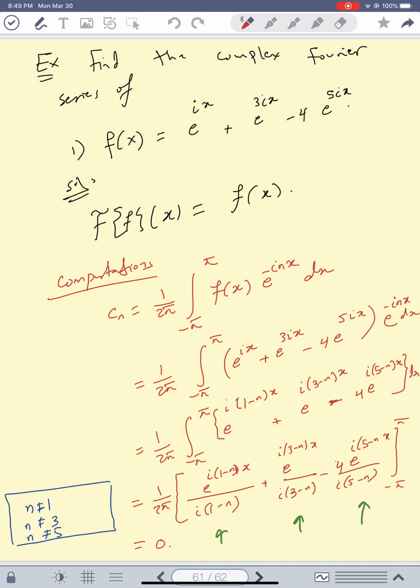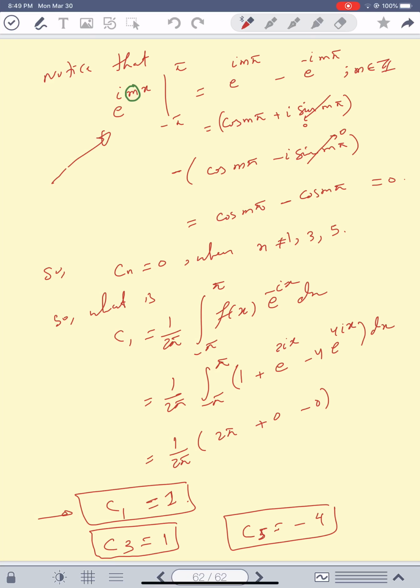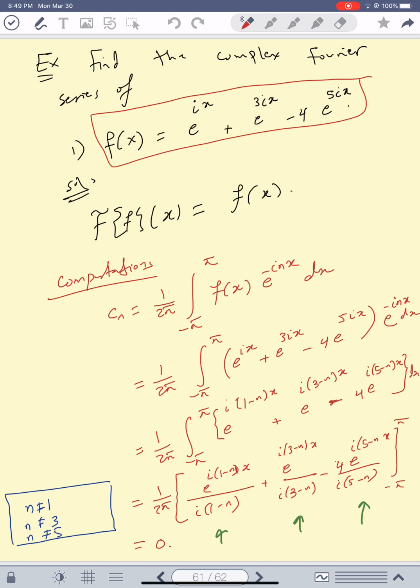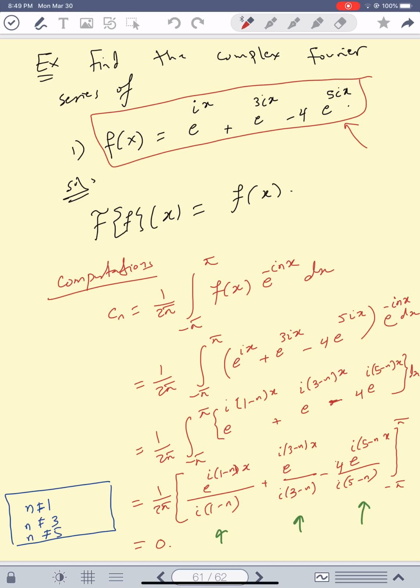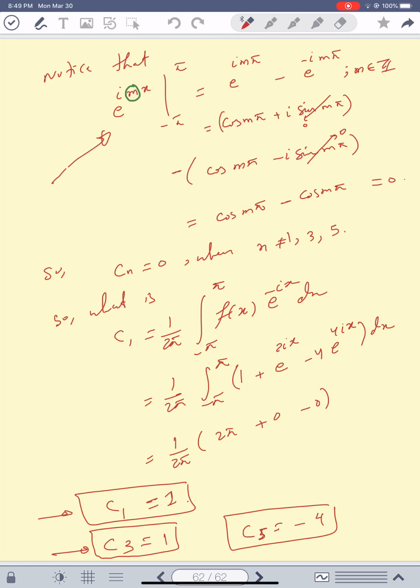So now if you go to this function here, what is C1? C1 is the coefficient of e to the ix, that's 1. And that's what we found exactly after all these computations. We found that C1 is 1. Now, doing the same computations, we didn't do them, but if you do them, what is C3? C3 should give you the coefficient of e to the 3ix, which is 1 in my function. And what is C5? It's the coefficient of e to the 5ix, which is -4. So these are the C's after all.